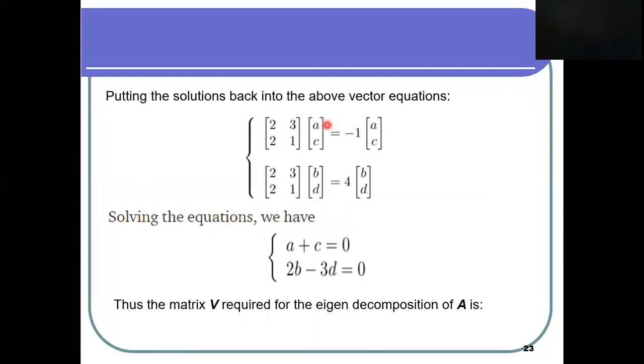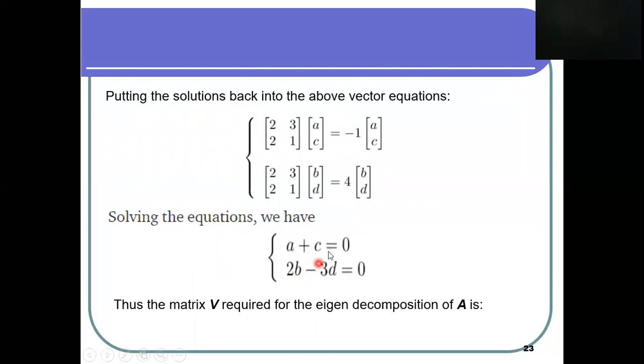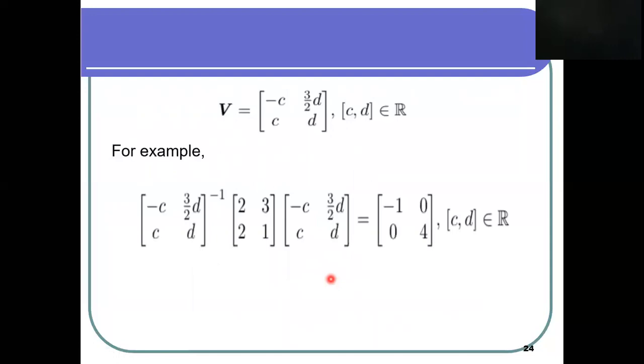First, from this equation you have to solve for the unknown values of a and c, and from the second equation you have to solve for b and d. Thus, we get the V required for the eigenvalue decomposition of A. From this equation, a is minus c, and b is 3 by 2 into d. So a is minus c and b is 3 by 2 into d, and c remains c and d remains d.